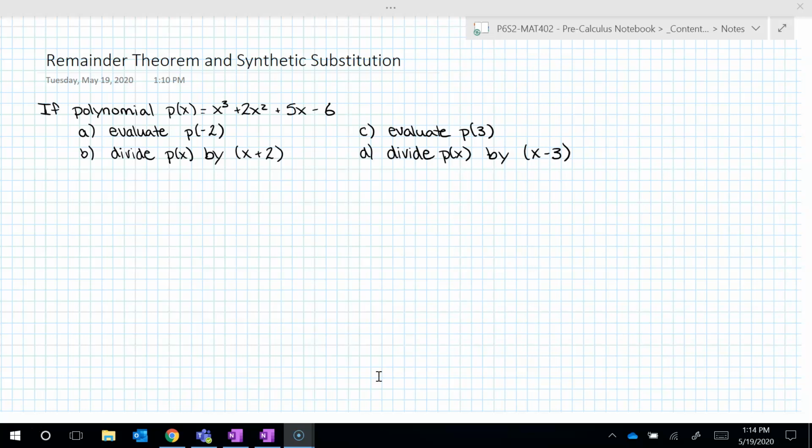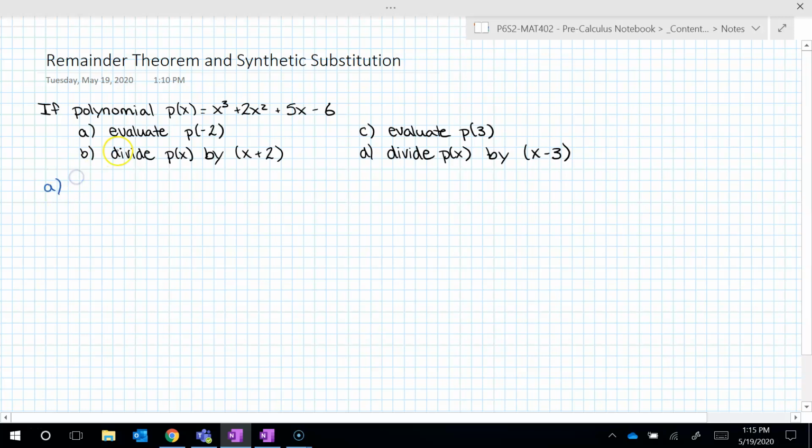But we are going to do a couple of different things. We are going to evaluate this polynomial function. We'll use p of x instead of f of x, just to get used to that. The polynomial function is x cubed plus 2x squared plus 5x minus 6, and we want to find out what is the value when x is negative 2, what is p of negative 2, and what is the value at 3, what is p of 3. And then we're going to divide the polynomial by x plus 2 and by x minus 3 using polynomial long division. So let's jump right to it. We're going to start with a here.